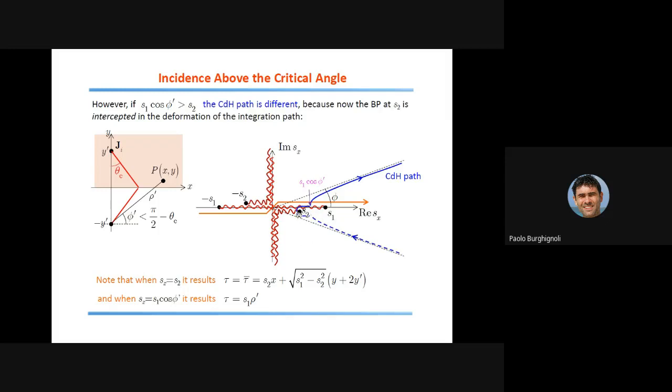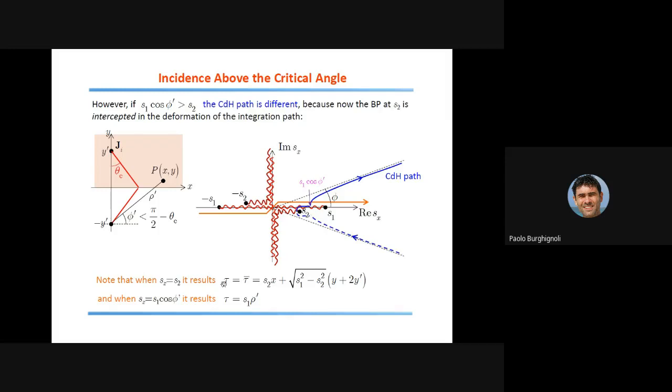Okay, it is quite simple to show that when Sx is equal to the branch point S2, that is, you are here, then the time parameter tau is equal to this specific value, tau bar, which is equal to this expression given here. Whereas when you are on the apex of your hyperbola here at S1 cosine phi prime, then you are at a different time parameter tau, which is larger than the previous one, and that's equal to S1 rho prime.